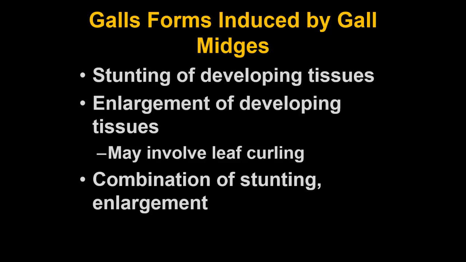There could be some enlargement associated with this, so then it becomes big and rounded, maybe a leaf curl or a bulbous area around a leaf or a leaf margin, and it can be some combination of these events, but it's caused by selective feeding by the midges as they graze developing tissues and introduce some saliva that causes these stunting or enlargements of plant growth.